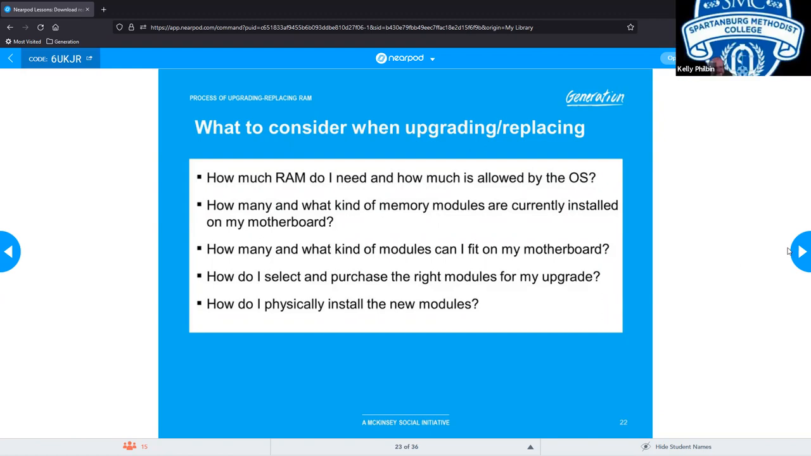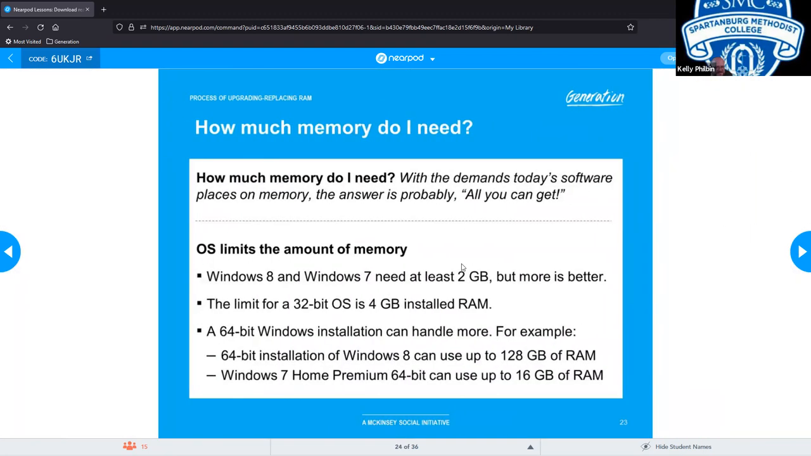All right. So let's move forward and answer some of these questions. How much memory do I need? With the demands today's software places on memory, the answer is probably all you can get, is what this quote says. But Mr. Avery says you're probably not ever going to need more than 32.